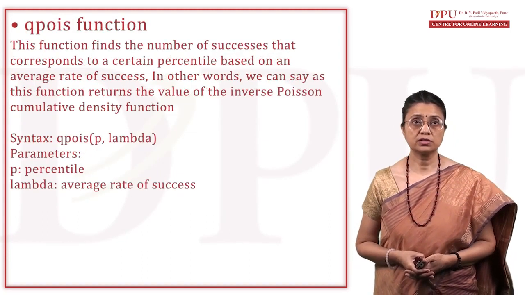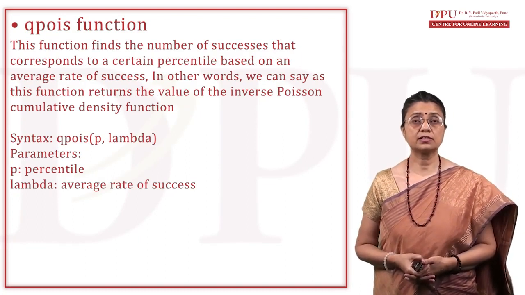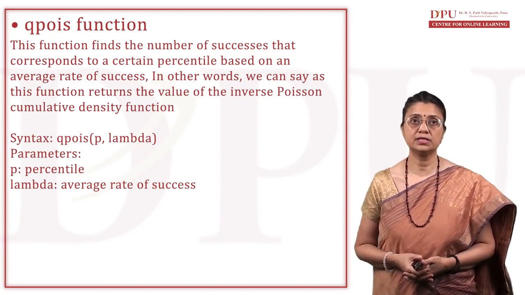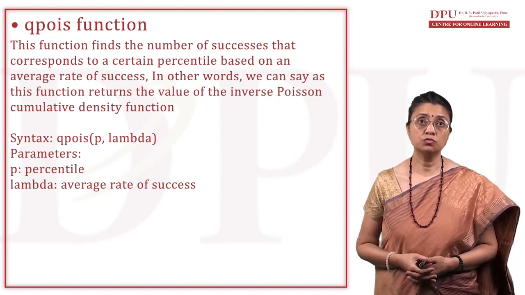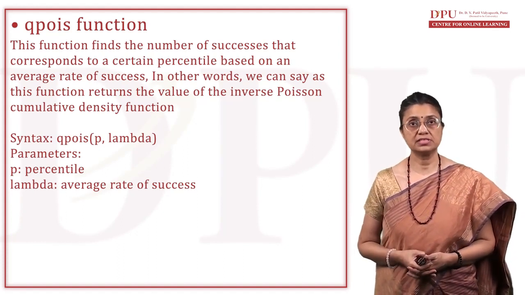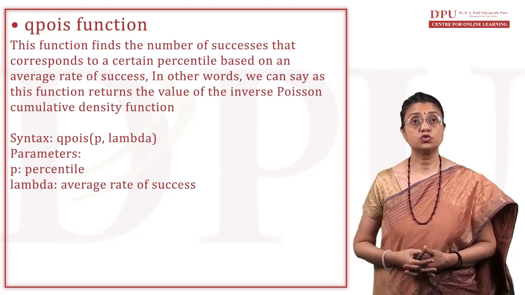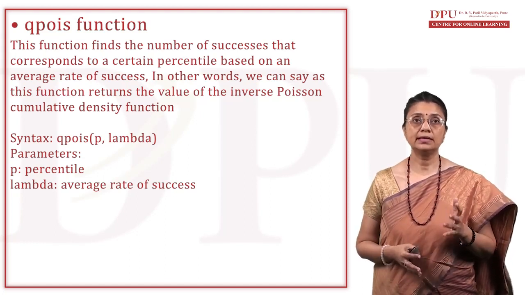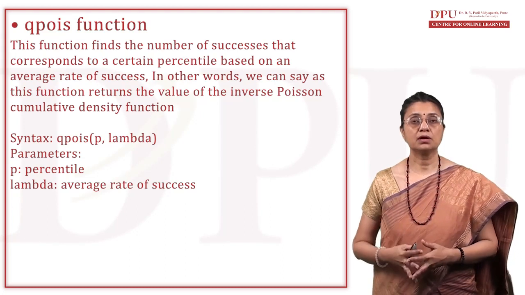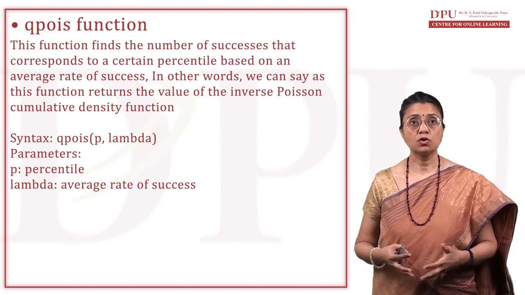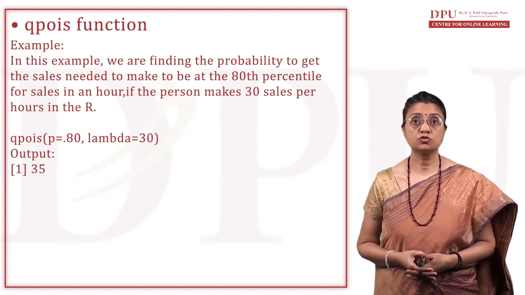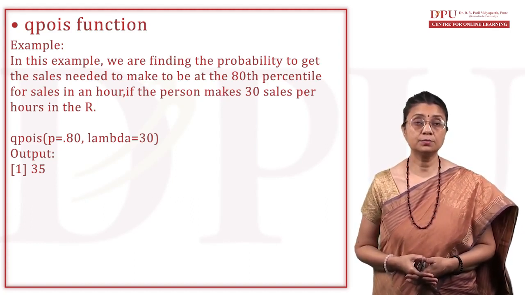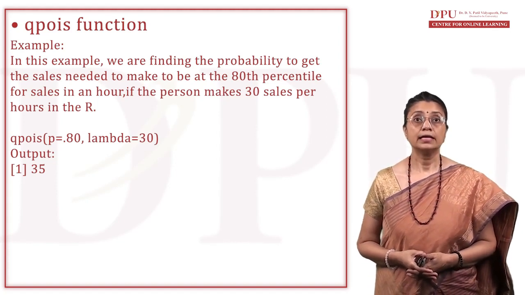The qpois function finds the number of successes that corresponds to a certain percentile based on an average rate of success. In other words, this function returns the value of the inverse Poisson cumulative density function. The syntax is qpois within brackets p, which is percentile, and lambda, which is average rate of success. In this example, we are finding the number of sales needed to be at the 80th percentile for sales in an hour.